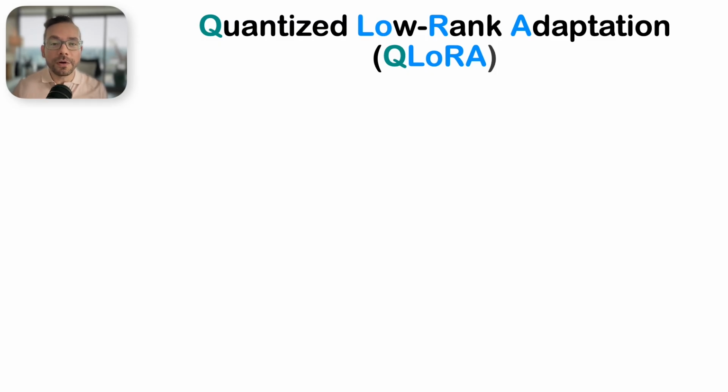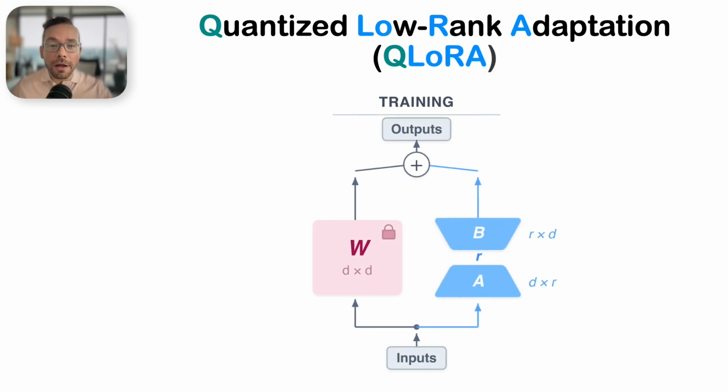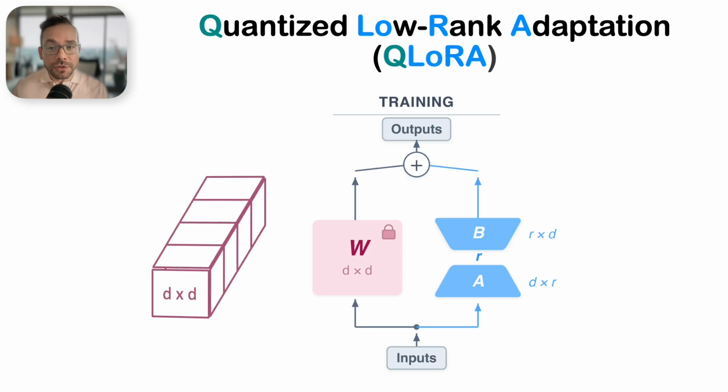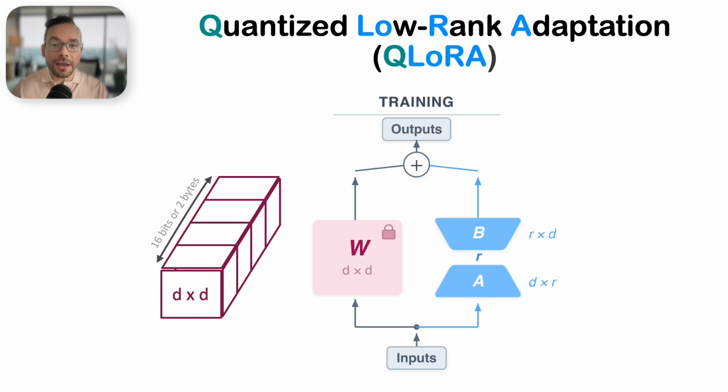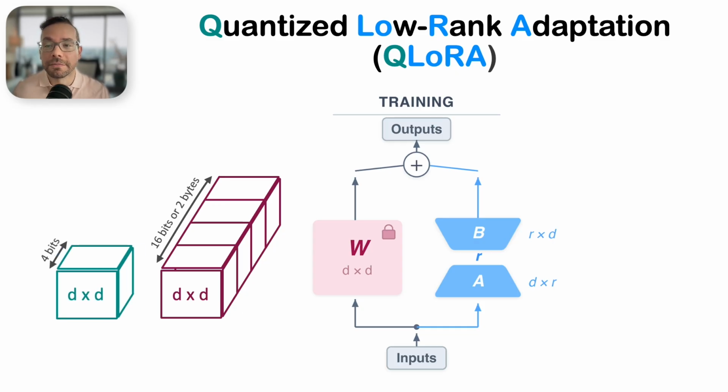You still have to load the entire base model into your GPU memory. That frozen W block might not be training, but it's sitting there, taking up massive VRAM space. And by default, those weights are stored in 16-bit precision. That's 2 full bytes per parameter. So here's the question QLoRA asks. What if we squish that frozen base model down to just 4 bits per parameter?